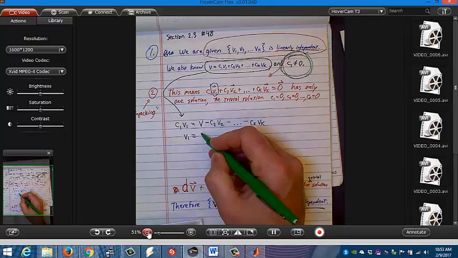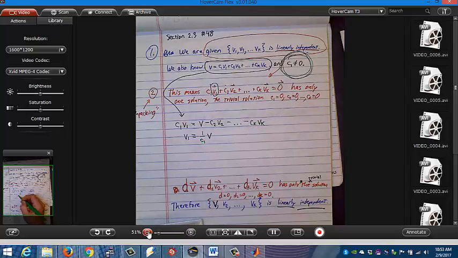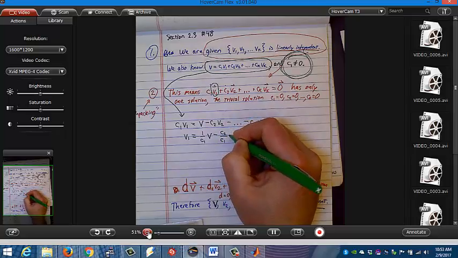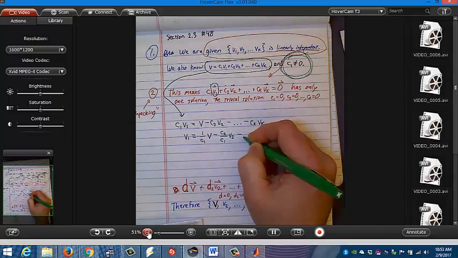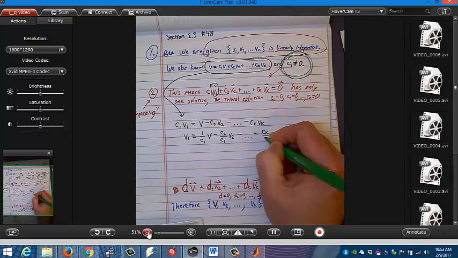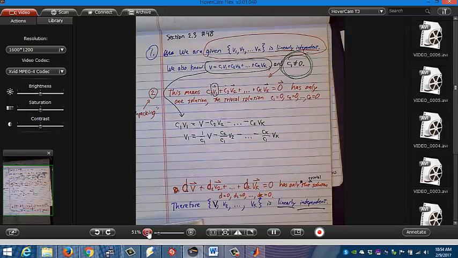So let me try this. I guess it would be V1 is equal to 1 over C1 times V. And does that make sense? Yeah, that makes sense because these are constants. Remember, you can't divide matrices, but you can divide numbers. Minus C2 over C1 V2 minus, dot, dot, dot, minus the last one would be CK over C1 VK. So that's what V1 equals. Are you with me? Mitchell, what do you think?